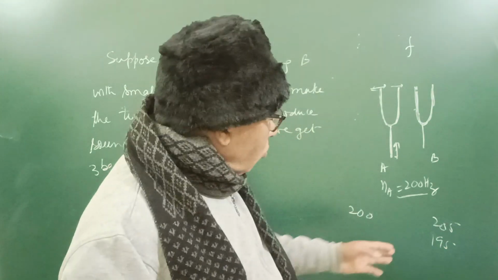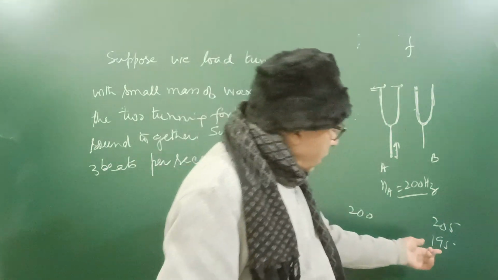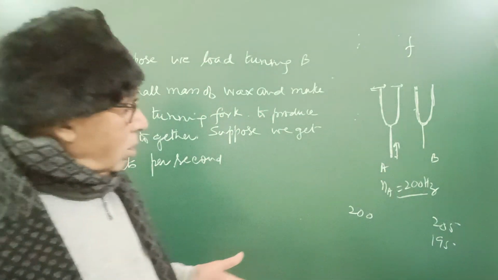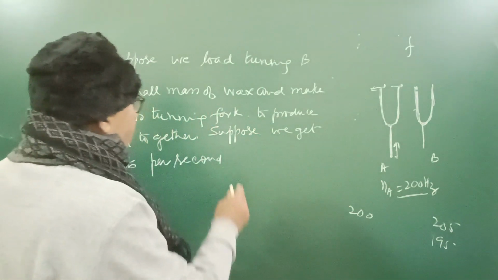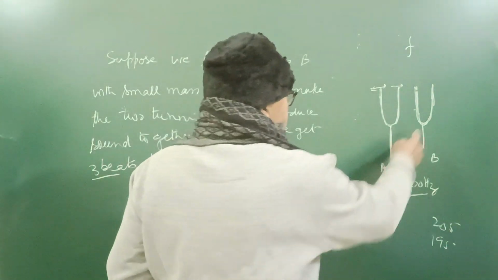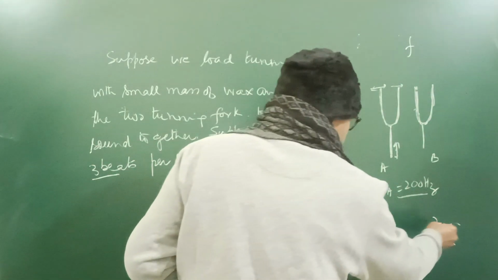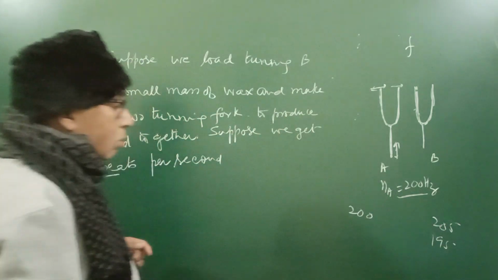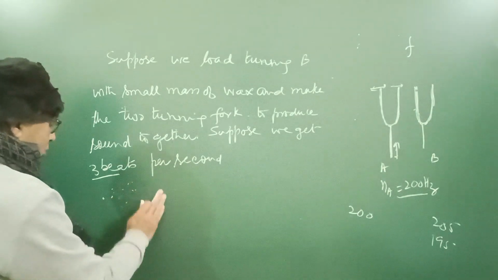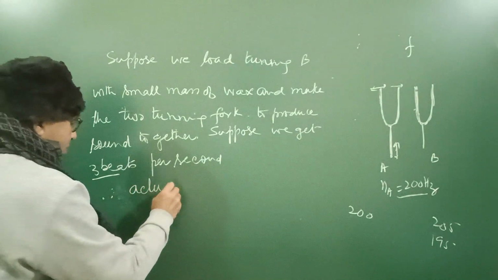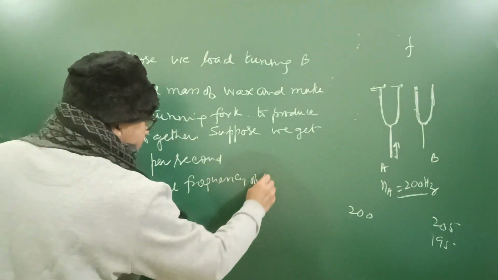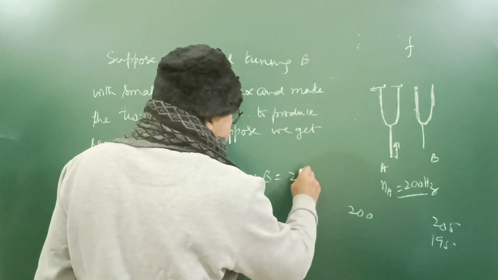If we assume 195, it decreases further and the difference will increase. So the beat frequency should have increased, but it has decreased to 3 beats. It means the difference between this and this is 3 only, and that is possible if it decreases from 205 to 203. And therefore the actual frequency of B is equal to 203 Hz.